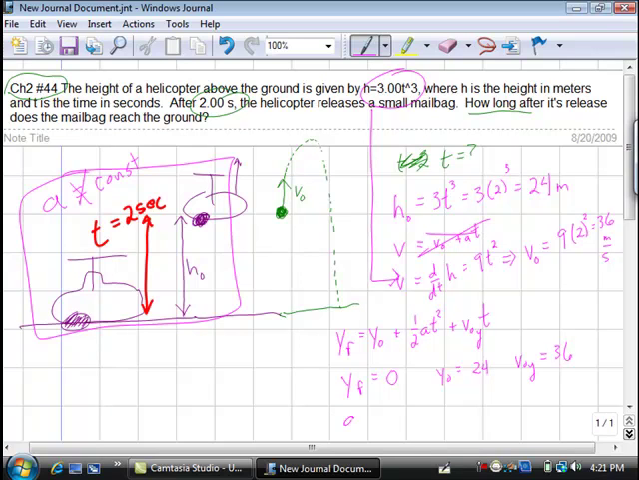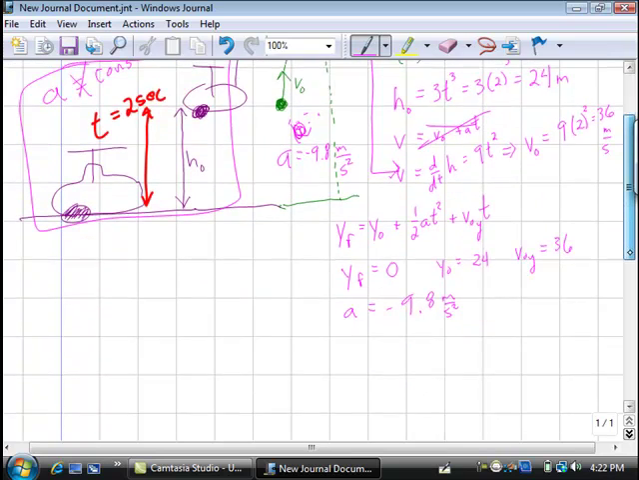Let's see. The acceleration of the mailbag. What is the acceleration of the mailbag? Do I need to take another derivative? No. The acceleration of the mailbag has to do with this part of the problem. Over here, a is equal to negative 9.8 meters per second squared, because the mailbag is in free fall after it leaves the helicopter. You can see there's tons of pitfalls in here. So that's negative 9.8 meters per second squared.